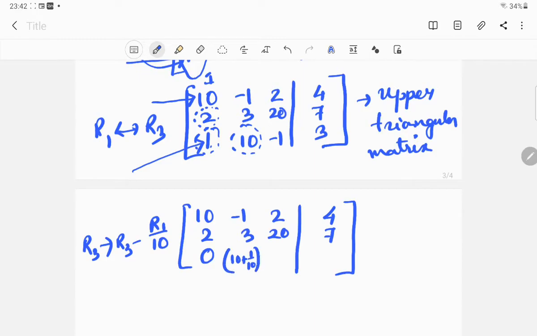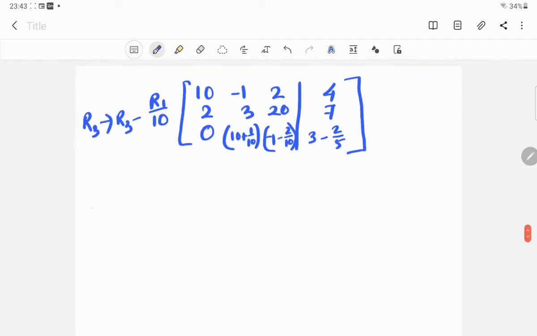Then again it is minus 1. Minus 1 is there, again minus 2 by 10. All right, and then you have 3 minus 4 by 10. If I simplify it, it is 2 by 5. All right, so let us simplify it.